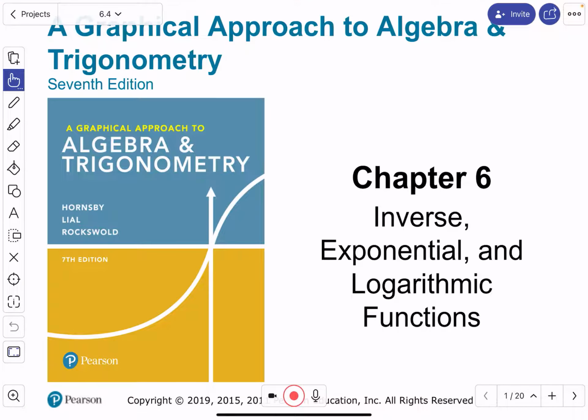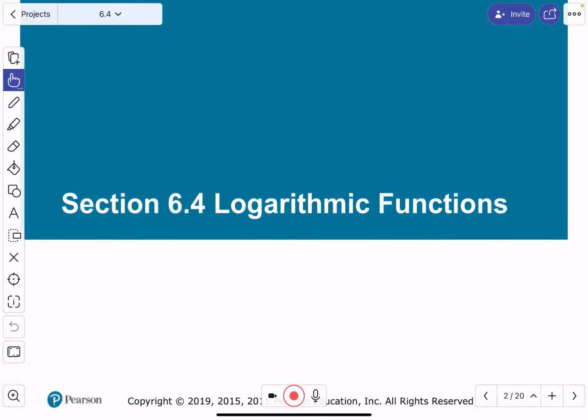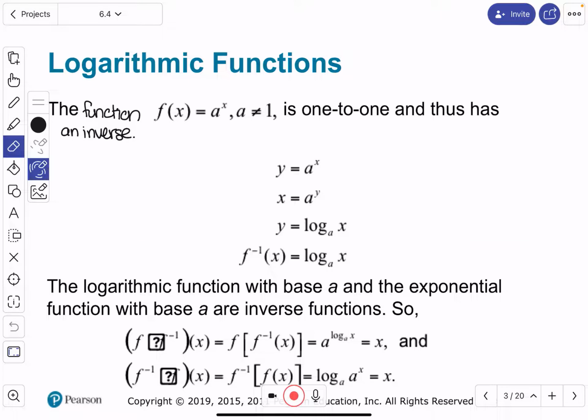Okay, so we're going to do chapter 6.4, which is looking more specifically at logarithmic functions and their graphs, instead of 6.3 where we did their relationship to exponentials. As a reminder, your logarithmic function is the inverse of an exponential function.